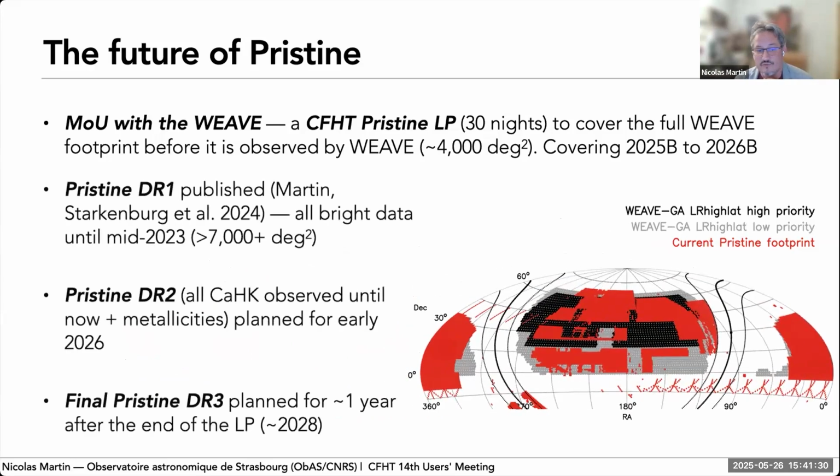And just to finish, I wanted to put back here the current timeline for the data releases. DR1 has been published last year. It's completely accessible. Either you find it on ADS or arXiv, or shoot me an email, I'd be happy to point you to it. It's about 7,000 square degrees of the bright sky. Pristine DR2 will come out in probably 6 to 9 months, and will be the whole sky that you see in red here on the right, down to the full depth of Pristine. And for the final Pristine DR3, we've committed with the LP to publish the final data release about a year after the LP is finished. That will be about 2028, with everything we've accumulated in the meantime. And I'll stop here. Thank you very much.